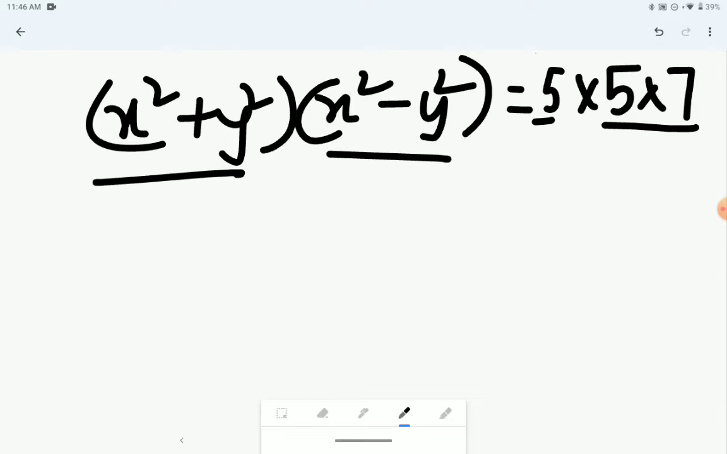Okay, the first possible way is, let's say, x square plus y square is equal to 5 into 7 and x square minus y square is equal to 5. First condition I'm putting here: x square plus y square is equal to 35 and x square minus y square is equal to 5.